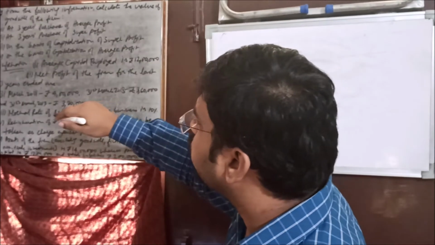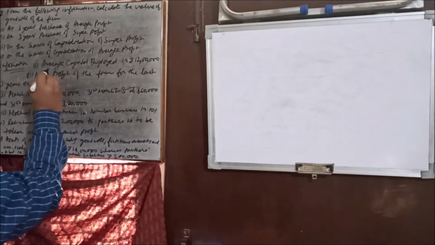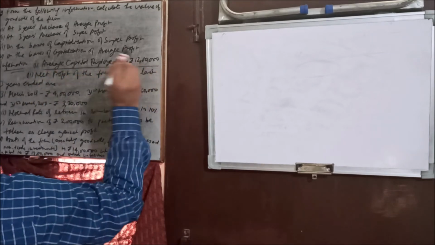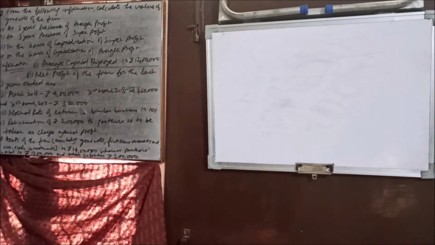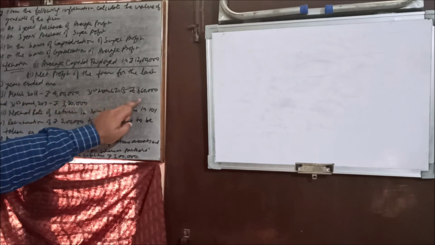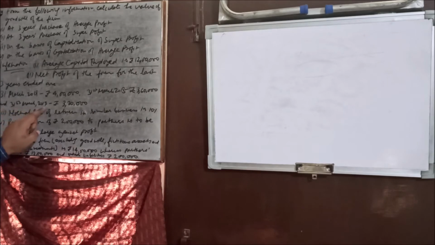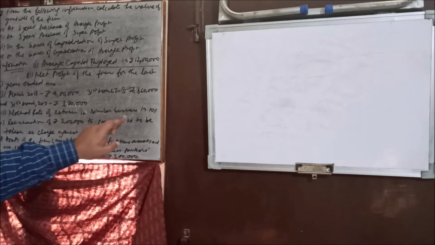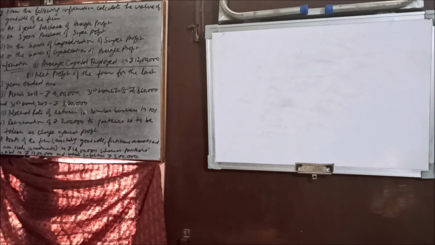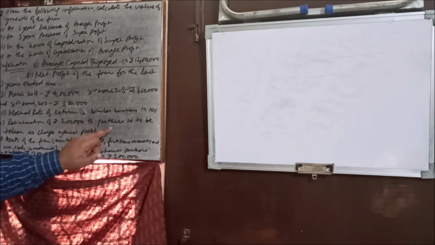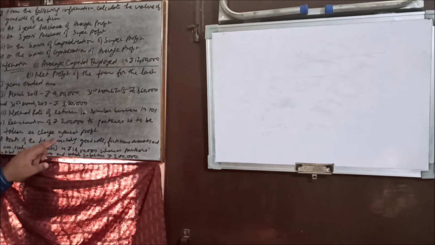Information is given here. Average capital employed is 12 lakh. Net profit of the firm for the last 3 years ended: 31st March 2019, 4 lakh; 31st March 2018, 3 lakh 60,000; 31st March 2017, 3 lakh 20,000. Normal rate of return in similar business is 10%. Remuneration of rupees 2 lakh to partners is to be taken as a charge against profit.